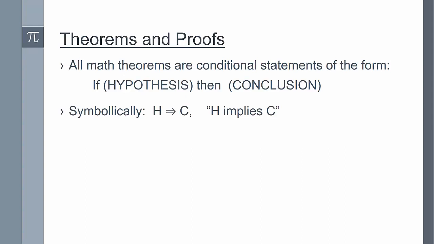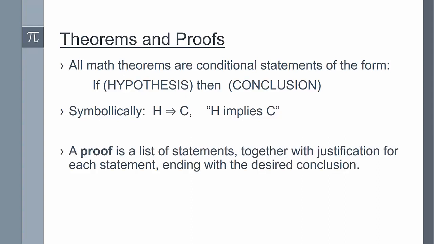Symbolically, we let capital letters stand for statements. So H is the hypothesis statement, C is the conclusion statement. So we write if H then C as this notation, H with an arrow pointing towards C. So this is often read H implies C, or if H then C. So our job as mathematicians is to write proofs of mathematical theorems. A proof is a list of statements together with justification for each statement, ending with the desired conclusion.